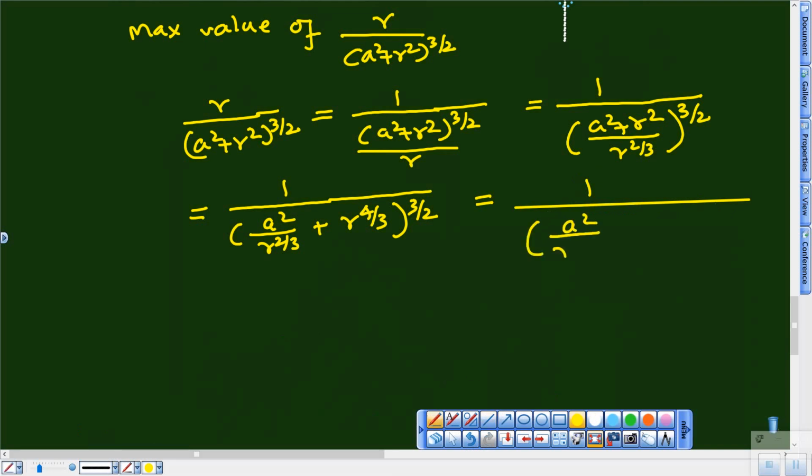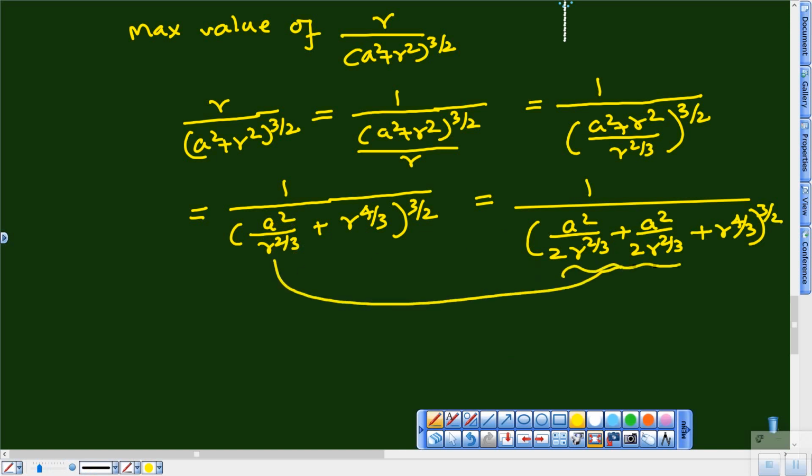a square by 2r raised to the power 2 by 3 plus a square upon 2r raised to the power 2 by 3 plus r raised to the power 4 by 3 raised to the power 3 by 2. You can see that I have done nothing but I have broken it down into two parts, both half of this. So this has been broken down into these two. Divide by 2, any number can be written as twice the sum of half of the number. So this is what I have done.